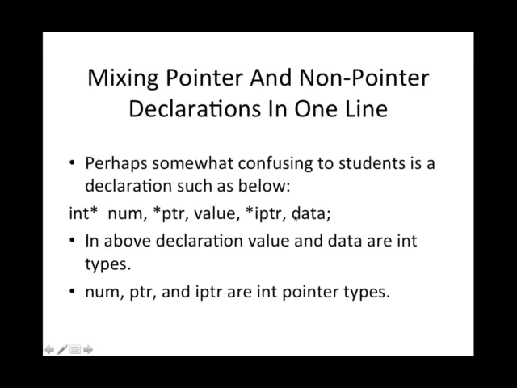Okay? So be very careful when you see multiple declaration like that. They're not all pointers. This and this, which has no asterisk, are the int type. All the ones that have asterisk, whether it's attached here or here, doesn't matter, are pointer type.